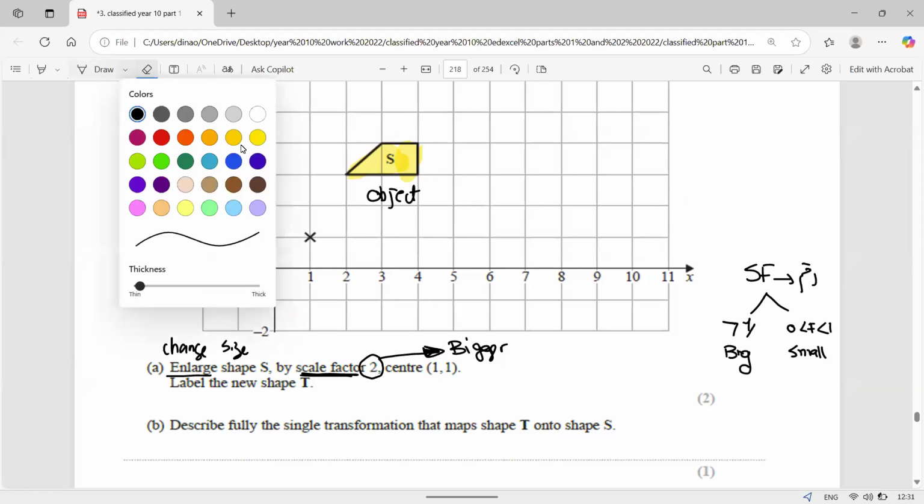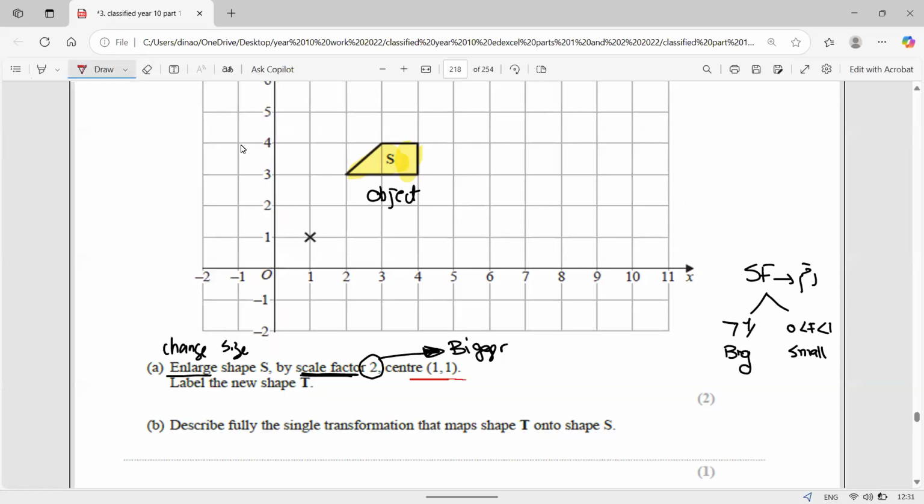You will find that with enlargement, you must be given a center. Now, what is the purpose of the center? The purpose of the center is that it will tell you where to draw your image.